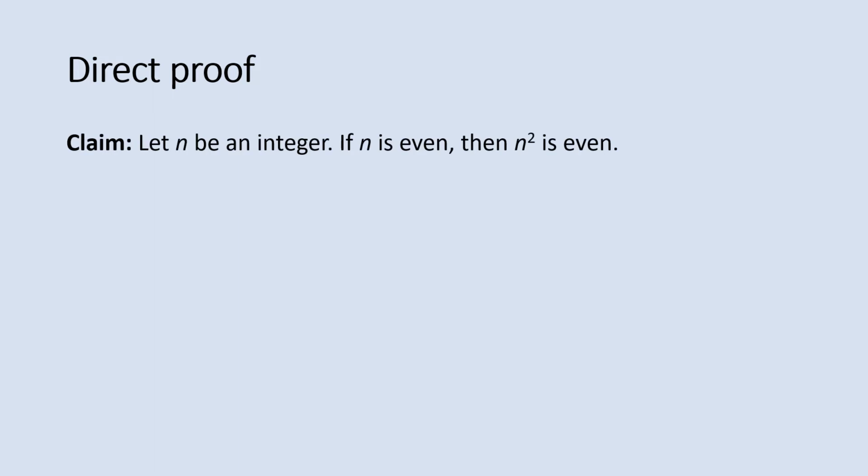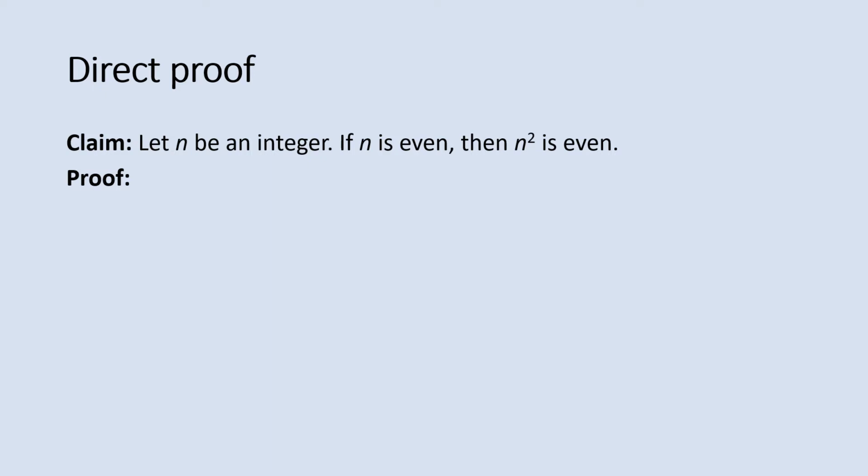So the first type of proof that we typically see is a direct proof. So we're going to apply a direct proof to a straightforward claim. We will let n be an integer. If n is even, then n squared is even.